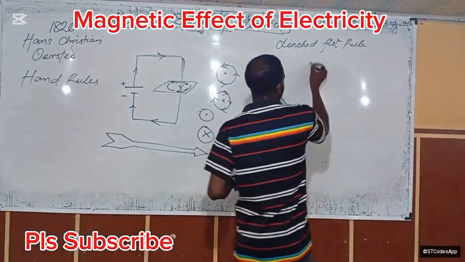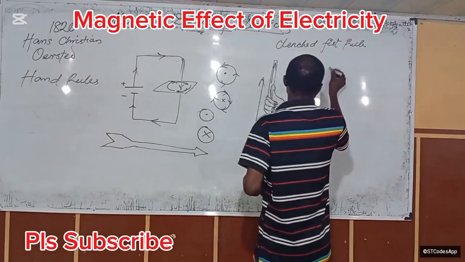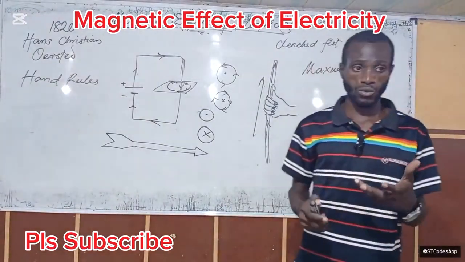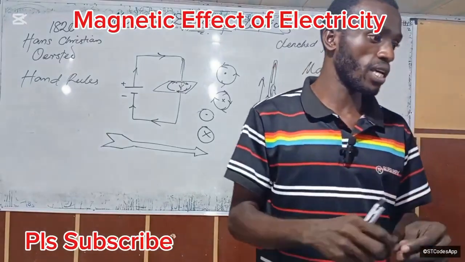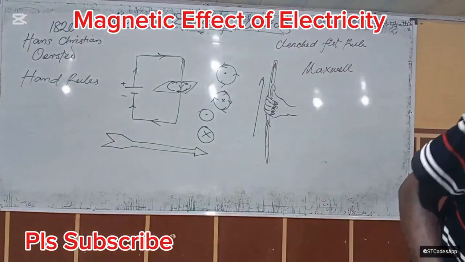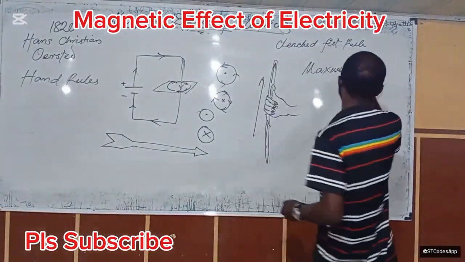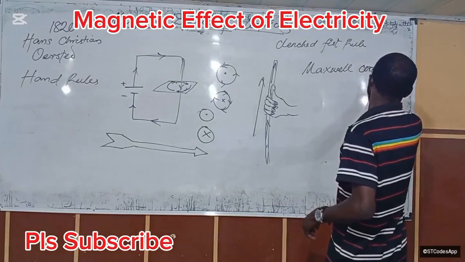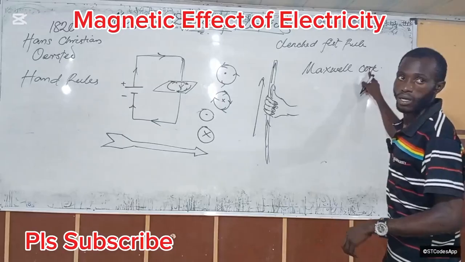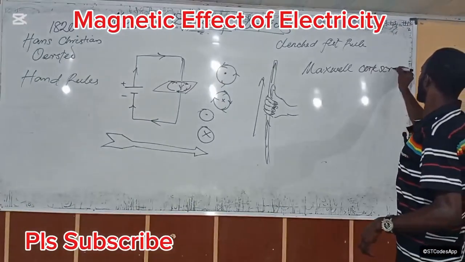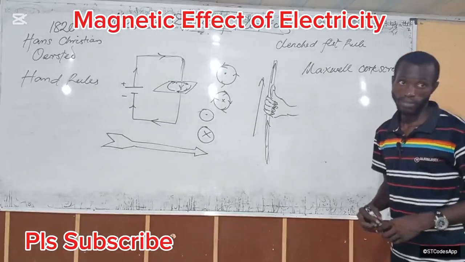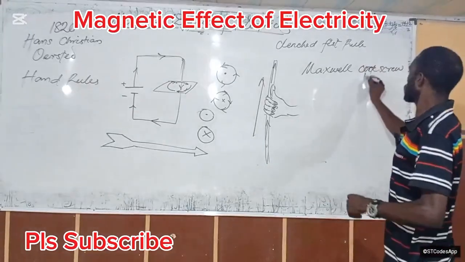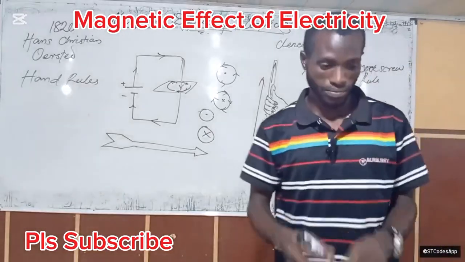However, another scientist gave another idea of these hand rules. Is that okay? If you can see okay, now look at this. You're going to see this. Now we call it the Maxwell Corkscrew rule. Is that okay? Now his rule is saying that, now this is a cork.